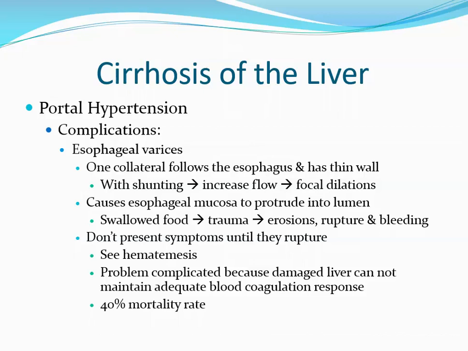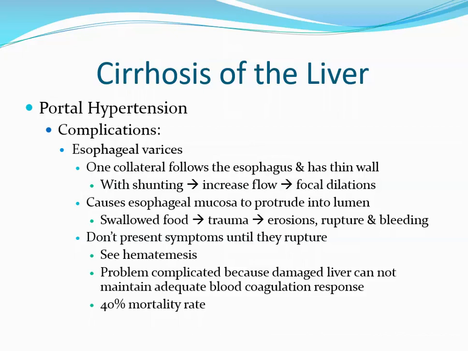One of these collaterals follows the esophagus. Problem, though, is that it has a very thin wall, and when it is subjected to this increased flow due to shunting, it can result in focal dilations known as varices. These varices will then cause the esophageal mucosa to protrude into the lumen of the esophagus, where they are then subjected to trauma every time food is swallowed, and they will also be exposed to gastric juice. This will cause erosions, rupturing, and bleeding, which can be a serious complication.